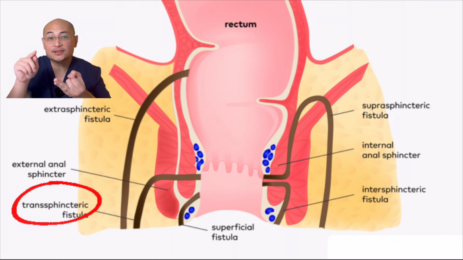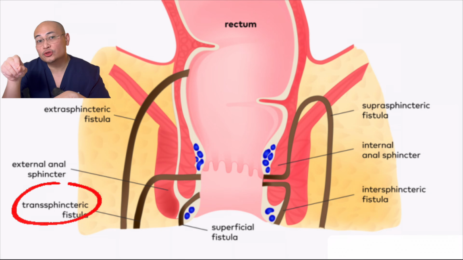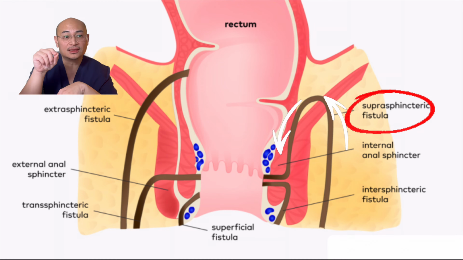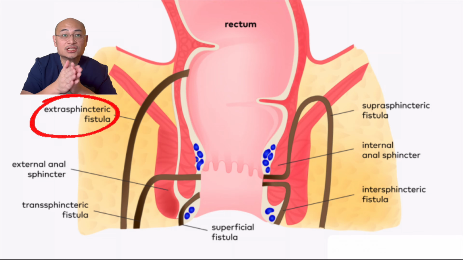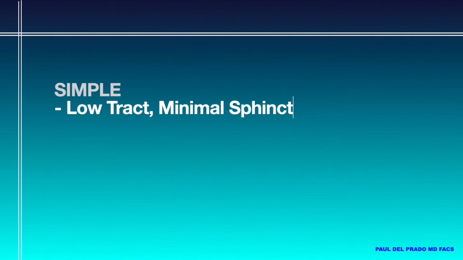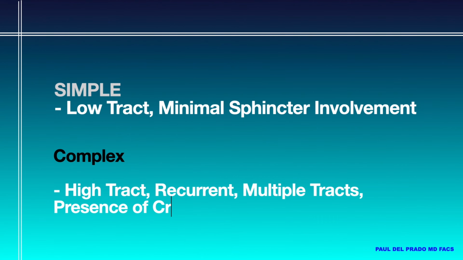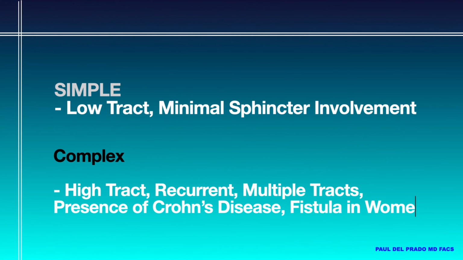Next one is a transsphincteric. The tract goes through both internal and external sphincters. The suprasphincteric goes above it and then through it. And then the extrasphincteric. They are also categorized as simple, which is low tract, minimal sphincter involvement, and complex, which is high tract, recurrent, multiple tracts, presence of Crohn's disease, or anterior fistulas in women because it may affect the vagina. This distinction guides management and sphincter preservation.